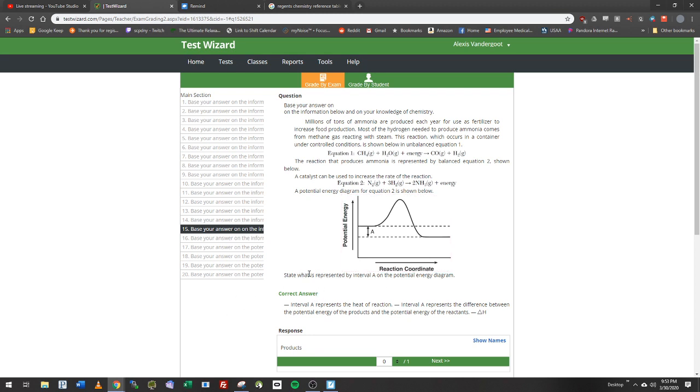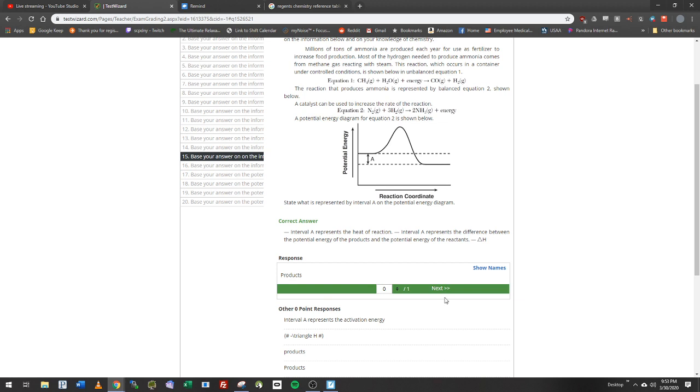Okay. State what is represented by interval A in the potential energy diagram. It's the heat of reaction. So things I would have accepted here is heat of reaction. I would have accepted from you here the delta H value. That would have been acceptable too. I would have accepted the word enthalpy because enthalpy is the official scientific name.